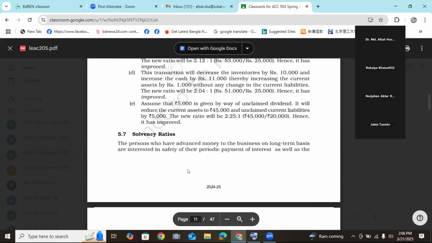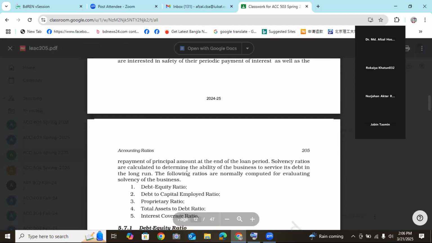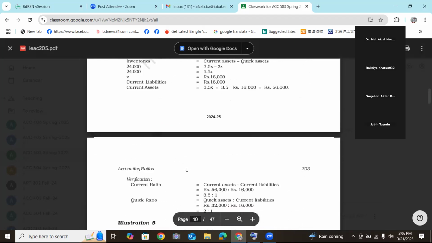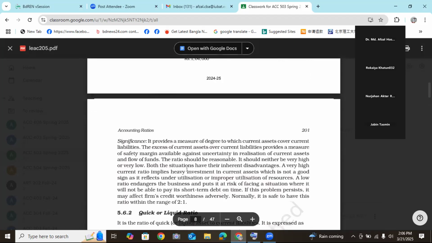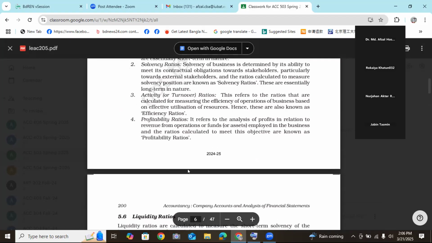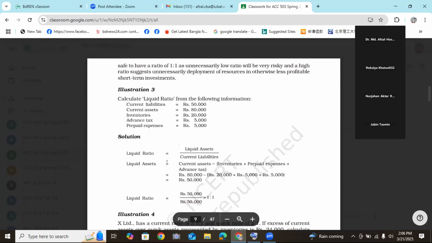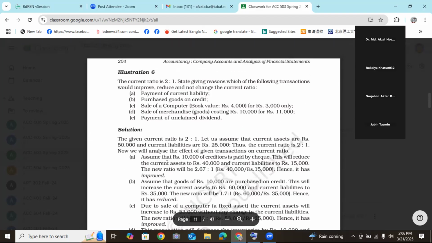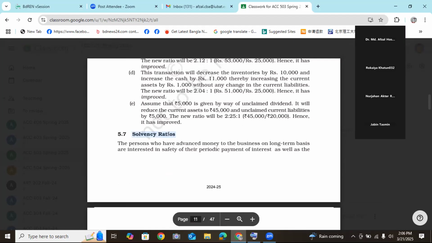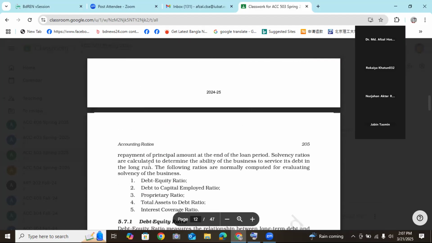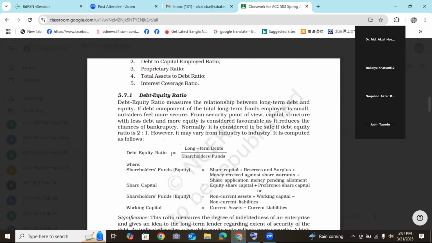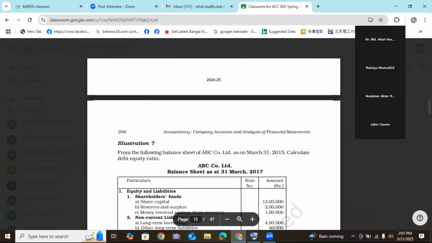Today we'll discuss solvency ratio. That means liquidity ratios are done. Now we'll discuss the solvency ratio. So what is solvency ratio? Any idea? I think we also discussed this solvency ratio, long-term debt divided by shareholders fund. I think we already discussed it.